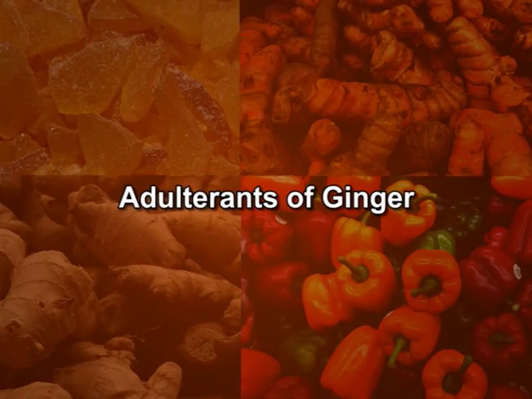Subsequently, I will be discussing the adulterants of ginger. The exhausted ginger whose volatile oil has been partially extracted is a good adulterant of ginger. Another adulterant of ginger is capsicum powder.